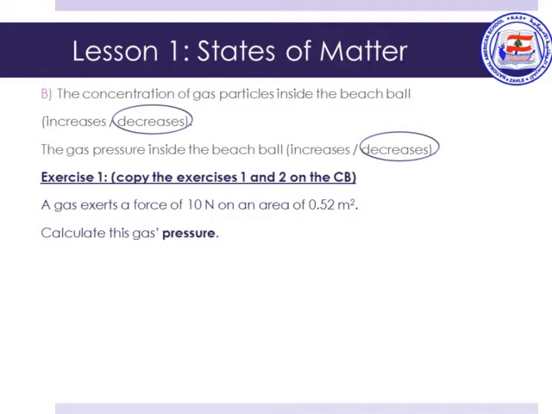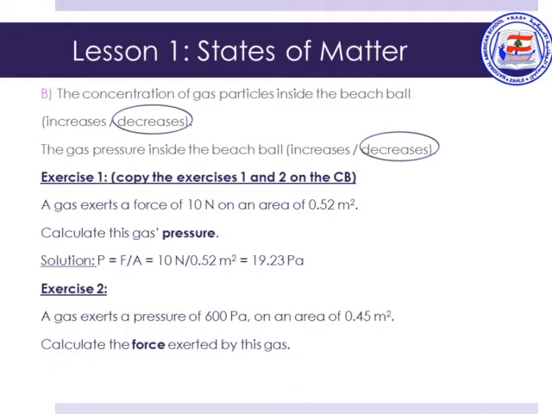Exercise 1. A gas exerts a force of 10 Newton on an area of 0.52 square meter. Calculate this gas pressure. To calculate the pressure, we have to divide the force by the area. So we have 10 Newton divided by 0.52 square meter. We get 19.23 Pascal.